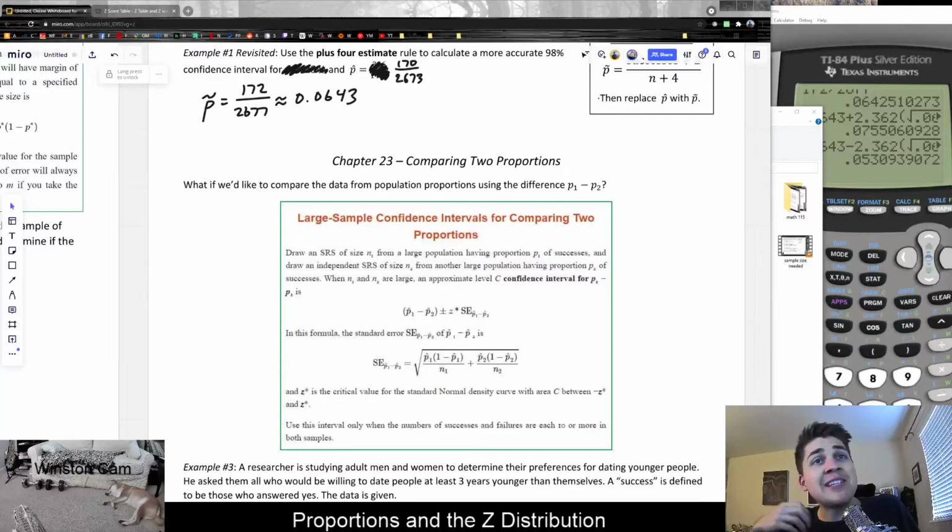Now in chapter 23, we take the same idea of proportions, and now we look at what about if we're dealing with two samples instead of one, or instead we're looking at a comparison between two different populations. So I sort of look at this as, in chapter 20, we talked about t-distributions and calculating confidence intervals and so forth for a t-distribution.